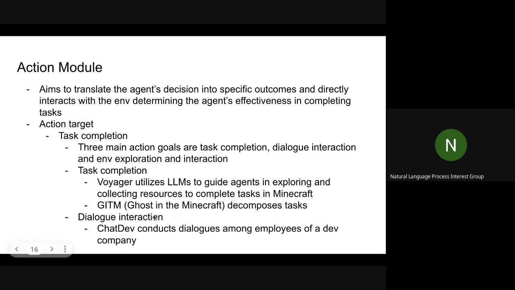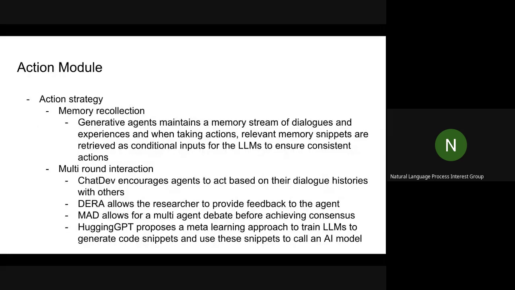And then dialogue interaction, ChatDev, I definitely want to read this, it conducts dialogues among employees of a dev company and allows them to discuss things, come up with proposals, ideas, etc. Cool. And then the action strategy, yeah. So memory recollection, generative agents maintains a memory stream of dialogues and experiences. And when taking actions, relevant memory snippets are retrieved as conditional inputs for the LLMs to ensure consistent actions.